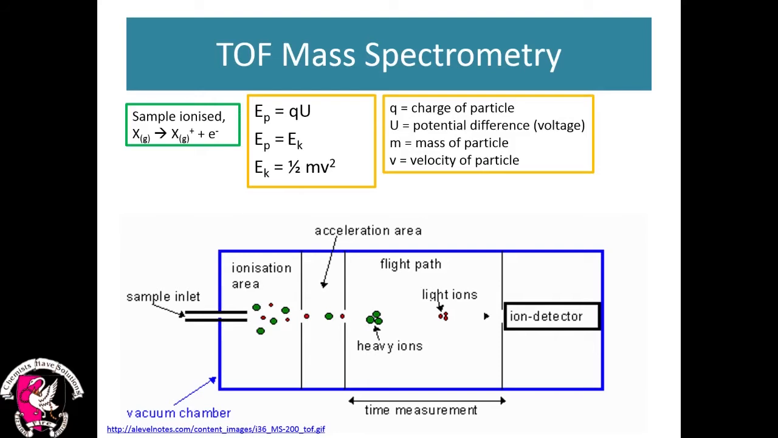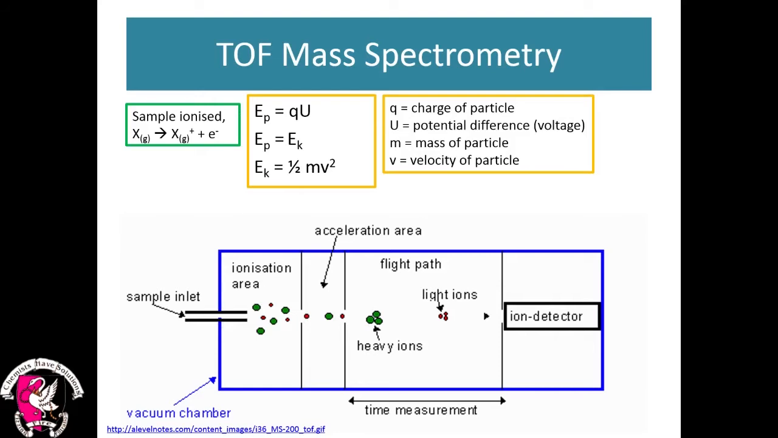It then gets accelerated, and the time is measured that it takes for these ions to get from the acceleration area to the detector. And obviously, the longer it takes them, the heavier they are, the shorter time it takes them, the lighter they are. So first step really, like I said, just to ionize your sample. And then these particles are accelerated with a potential difference.